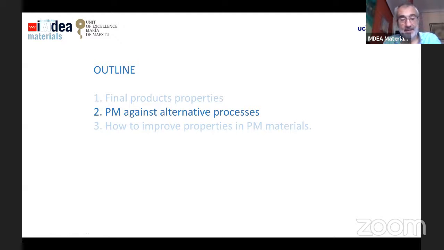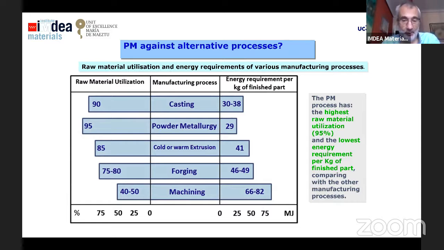So let's compare PM against alternative processes. We like to use this graph, in which we can compare the raw material utilization and the energy requirements per kilo of finished part, comparing different processing methods like casting, powder metallurgy, extrusion, forging, or machining. As you can see here, the raw material utilization of powder metallurgy is much higher than any other competitive technology. And also, the energy requirement per kilo is much lower than most of the alternatives that we can use to get the final part. The worst situation in that case is for machining, in which we have in the order of 40–50% raw material utilization, and the energy requirements are much higher than in the other methods.